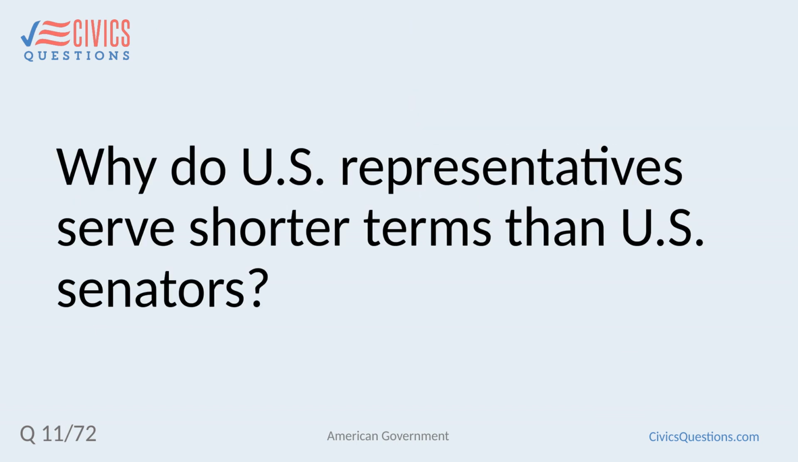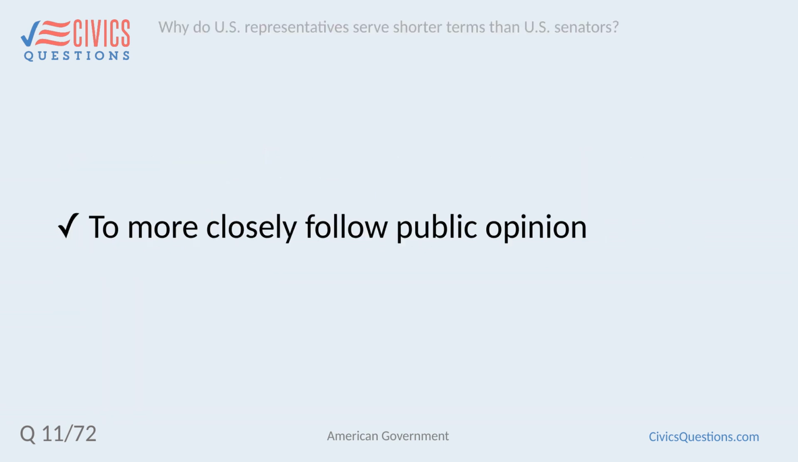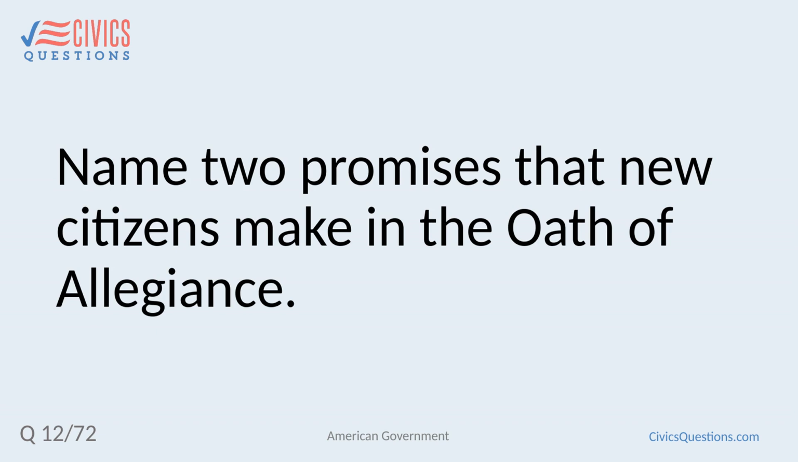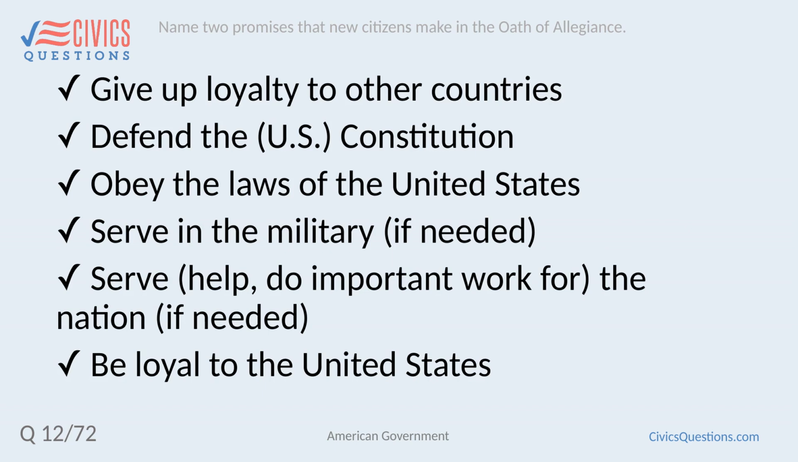Why do U.S. representatives serve shorter terms than U.S. senators? To more closely follow public opinion. Name 2 promises that new citizens make in the Oath of Allegiance. Give up loyalty to other countries. Defend the U.S. Constitution. Obey the laws of the United States. Serve in the military if needed. Serve. Help do important work for the nation, if needed. Be loyal to the United States.